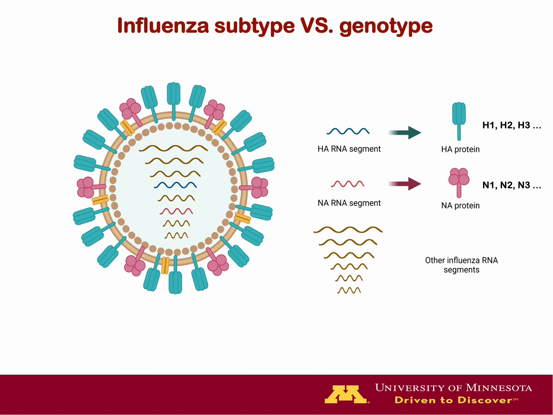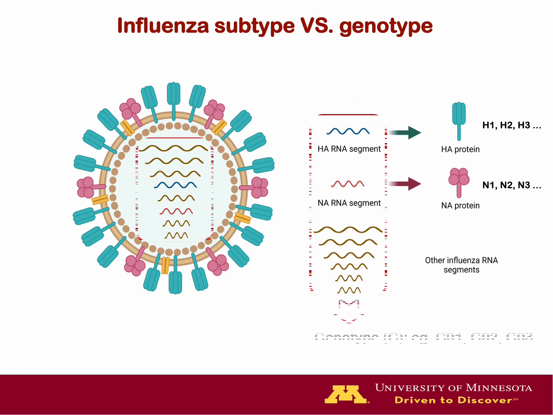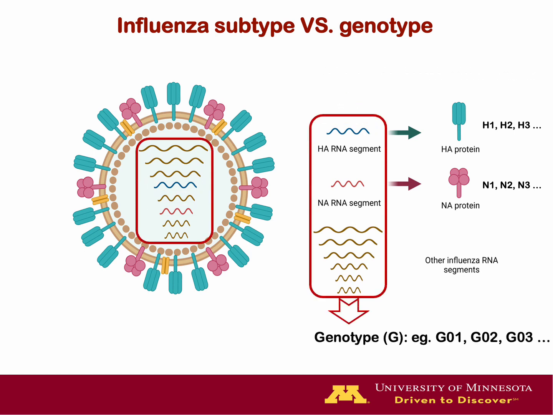The virus can be divided by subtypes and genotypes according to their genome, which consists of eight RNA segments. Among them, two RNA segments code for the HA and NA proteins, and together they determine the virus subtype. However, the virus genotype depends on the whole set of 8 segments. Based on the combination of the types of each of the 8 RNA segments, the influenza viruses are categorized into different genotypes.